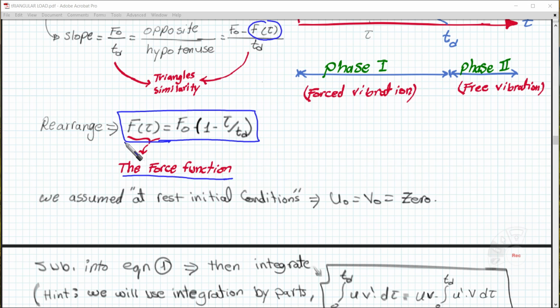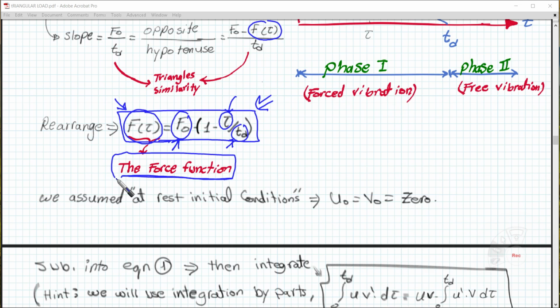This means that we can represent the value of the force at any time based on the time itself, tau, and the duration of the force, and f node, which is the maximum value of the force, if we are talking about triangular loading. So this is the forcing function that we are going to use from now on.